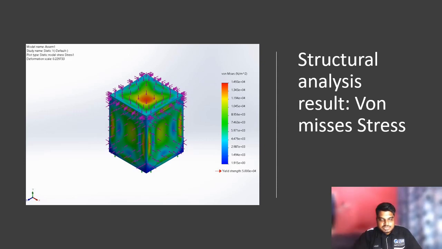Now we see here it has a minimum of 1.915 times 10 to the power of 0 Newton per square meter and a maximum of 1.493 times 10 to the power of 94 Newton per square meter.